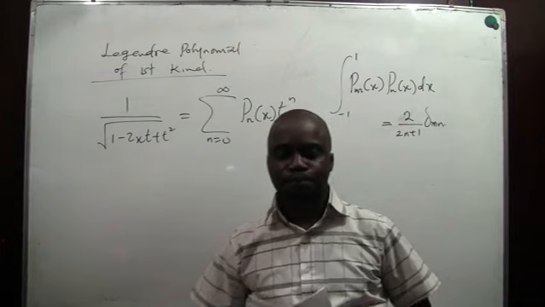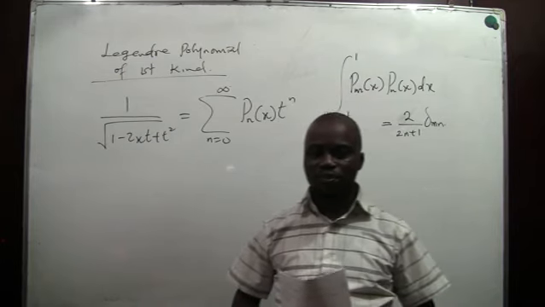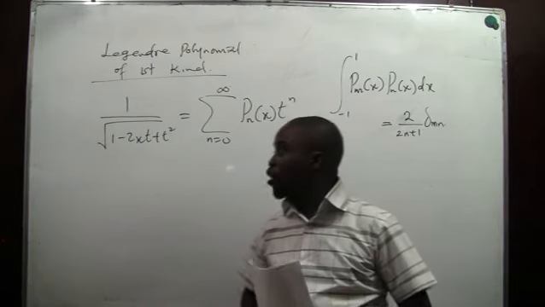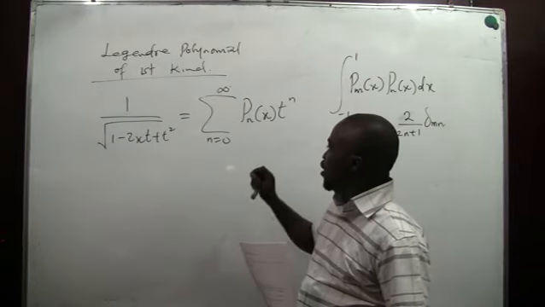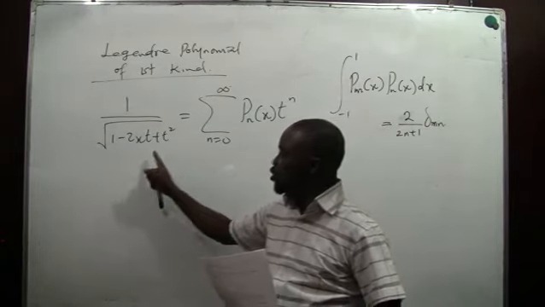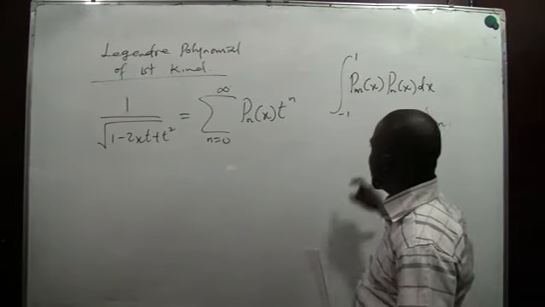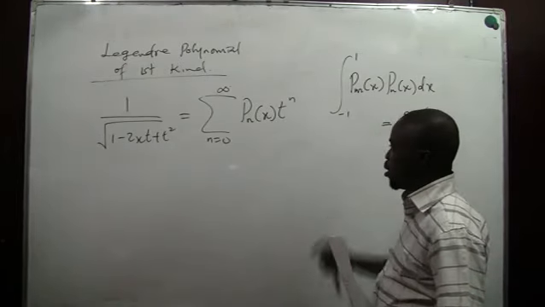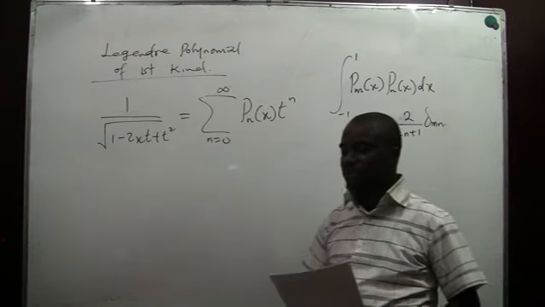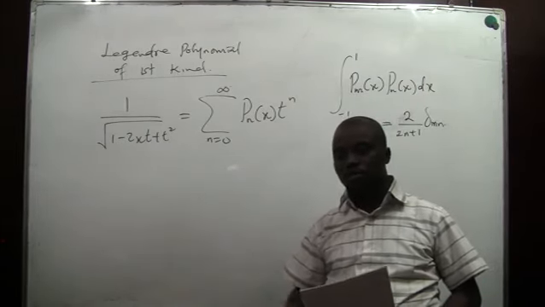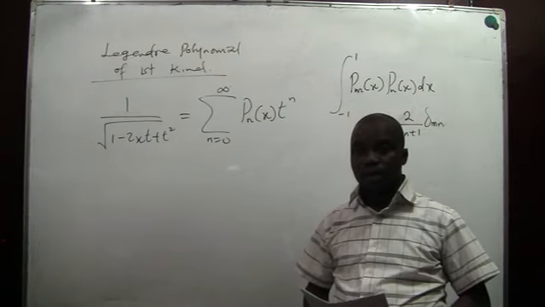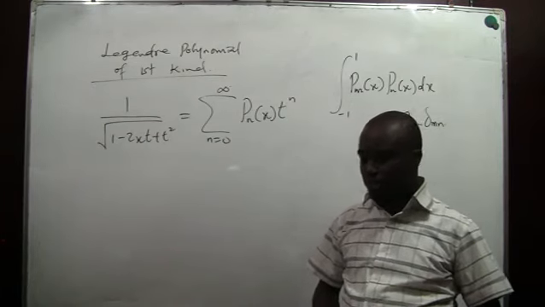So today we shall take some examples based on the Legendre equations, the generating function of Legendre equation, and the orthogonality property. We look at some examples to illustrate what we have discussed so far. Let us take some of the examples.